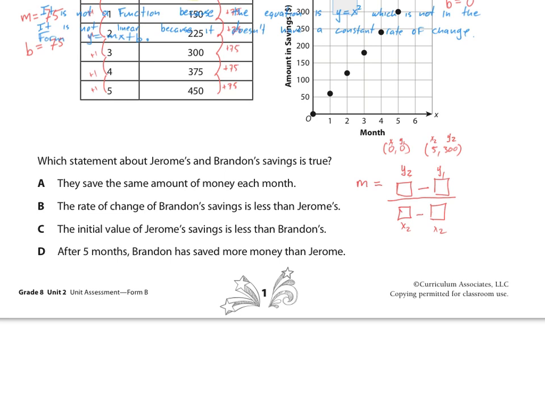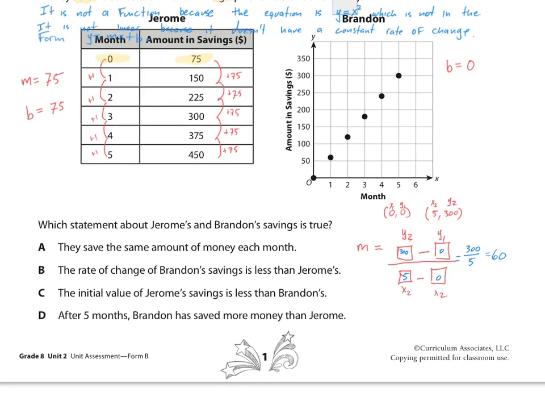We're going to plug in the numbers. We know that y2 is going to be 300. So we write 300 minus 0, and then you're going to do 5 minus 0, and now you're going to get 300 divided by 5. That will be equal to 60. Okay, so going back up, we know that the slope for this problem is going to be M equals 60.